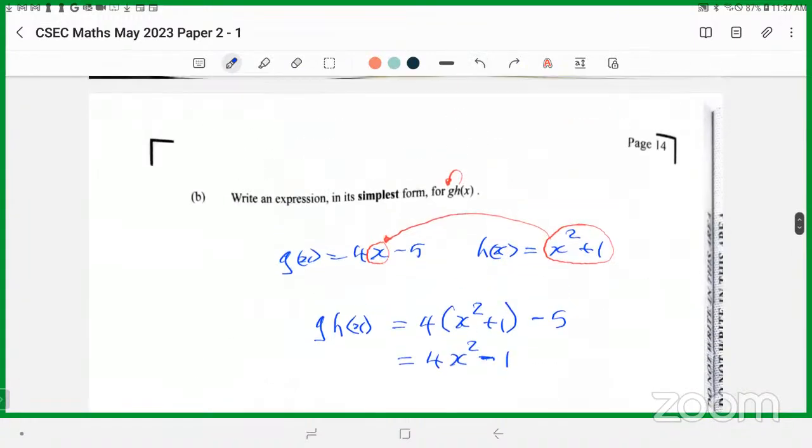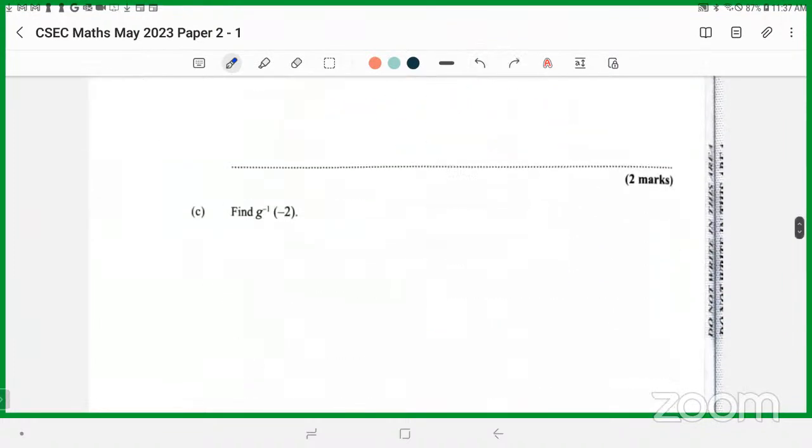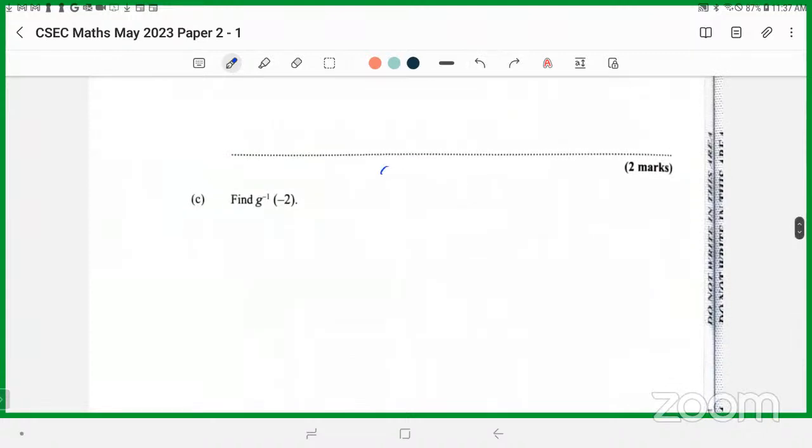Let's copy the g down again. We have the g here. It is 4x minus 5. So the g of x, remember now, is 4x minus 5. Now, this can be done several ways, but the method we're going to focus on using now is to actually find the g to the minus 1 first and then substitute the -2 in the g to the minus 1.